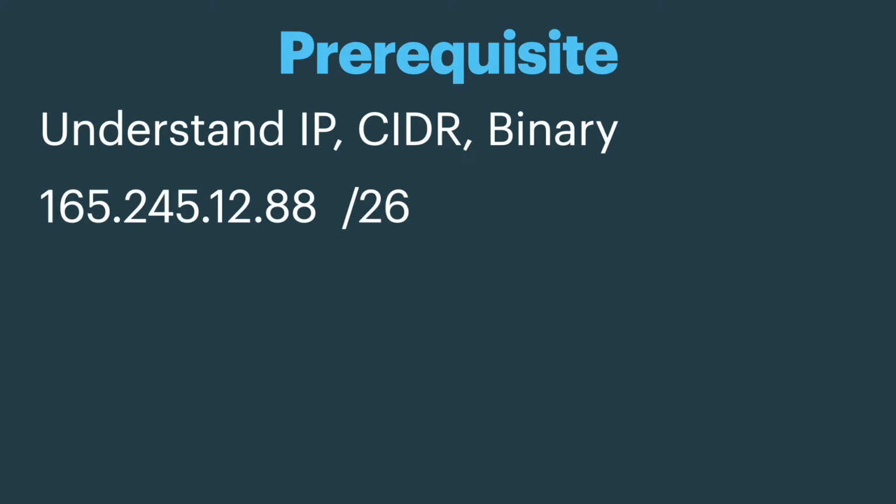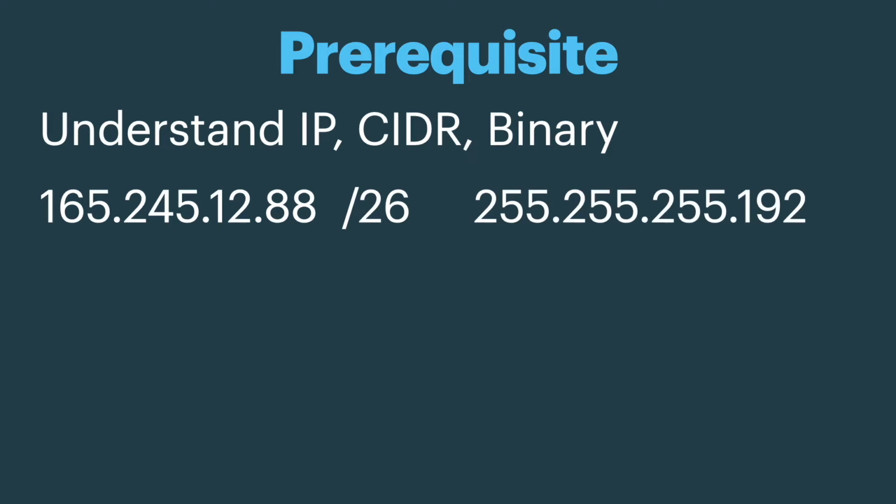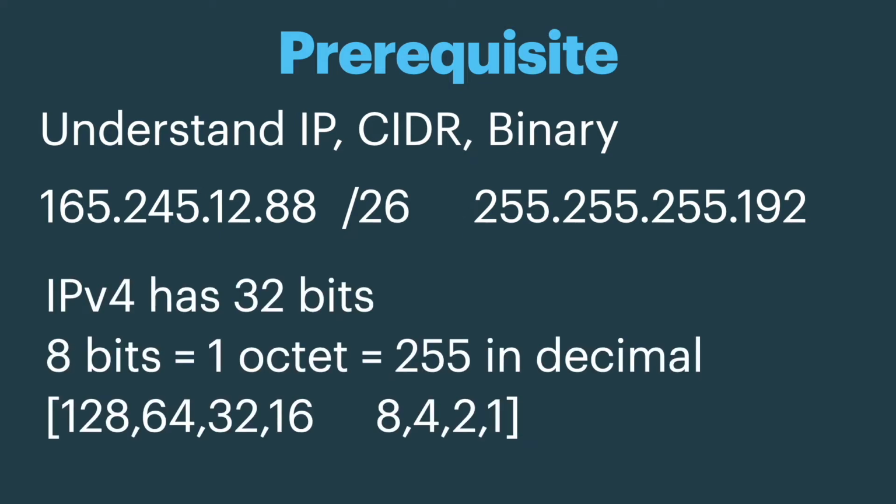This is an IP address, /26 is the CIDR. Also can be read as 255.255.255.192. IPv4 has 32 bits, 8 bits means 1 octet, and is equal to 255 in decimal. And what's in the brackets means the weight of the bits.